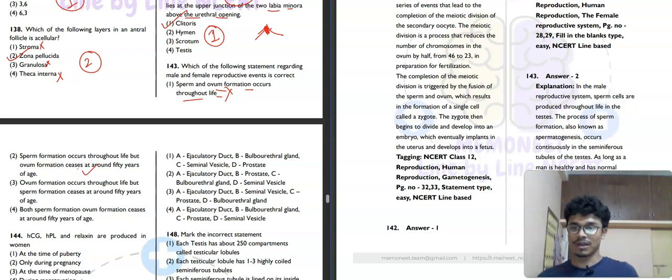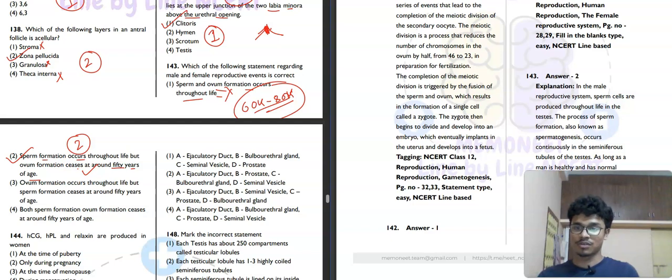So it is absolutely correct. Ovum formation ceases around 50 years of age because the number of follicles is limited. Around 60 to 80,000 follicles are there during the embryonic stage or after birth. As these are limited, the ovum formation ceases around 50 years of age, but sperm formation occurs throughout life. So that's why the second option will be your correct answer for this question.